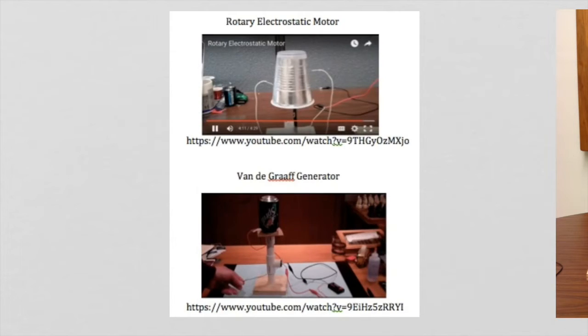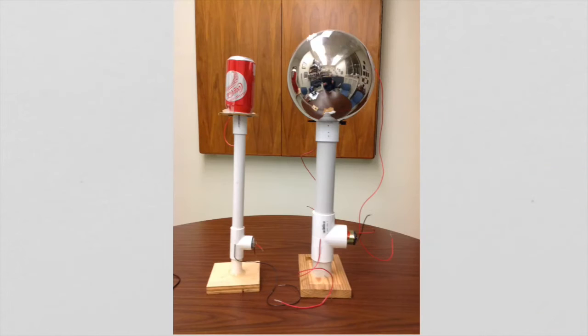So let's look at the theoretical maximum voltage that can be obtained from a Van de Graaff generator. Analyzing the maximum voltage I can obtain with the Van de Graaff generator utilizing a Coke can would be rather difficult. So instead, I'm going to analyze a Van de Graaff generator where a metal sphere is used instead of the Coke can, which is a more typical shape for a Van de Graaff generator.